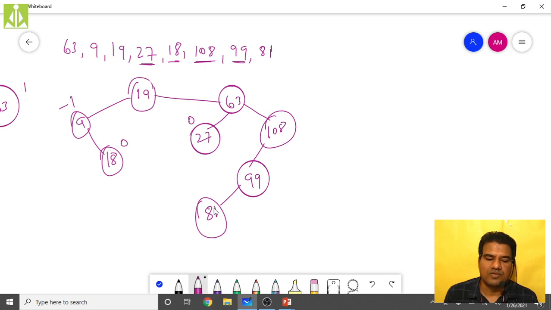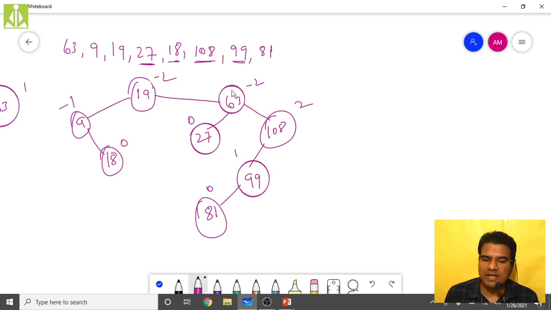We'll see quickly. For 81 the balance factor is 0, no left, no right, so 0. For this 99 it is 1. 1 minus 0, it is 1. For this 108, 2 minus 0, it is 2. Again for here also, 0 minus 2, so this is minus 2. Here also, this is 2 and here this is 4. 1, 2, 3, 4. Height of left subtree is 2. Height of right subtree is 4. So 2 minus 4, it is minus 2.